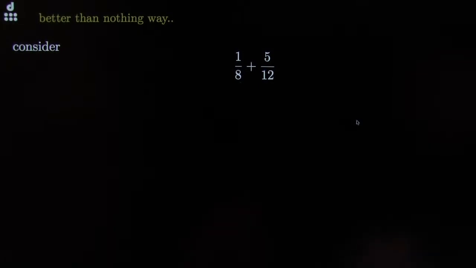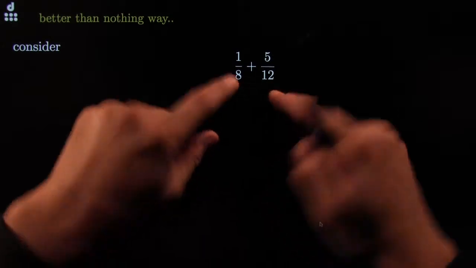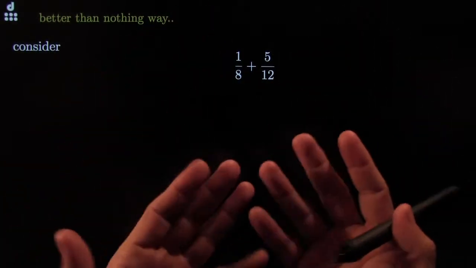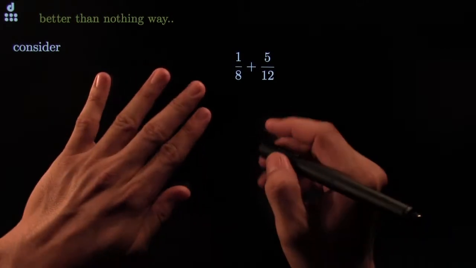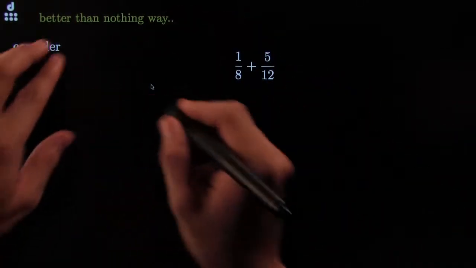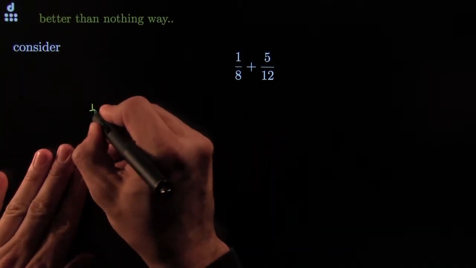Alright, so the idea to add fractions that have different denominators will be to unsimplify the fractions, unreduce them, if you will, until you get the same denominator on both. Watch this process. We'll do it a couple different ways. First of all, we'll do it the better than nothing way. Here's one way. It's called the better than nothing way.